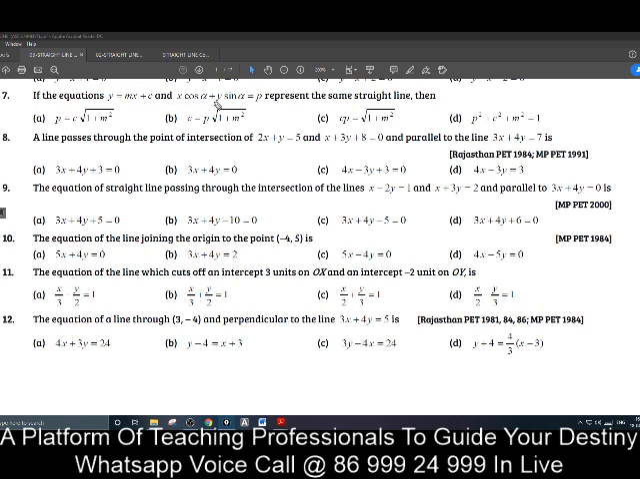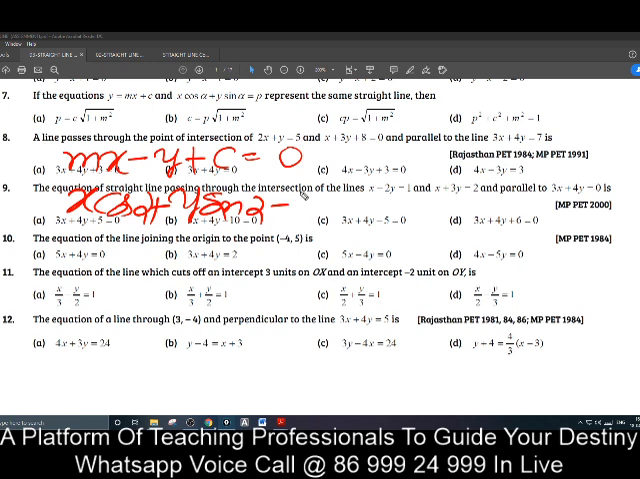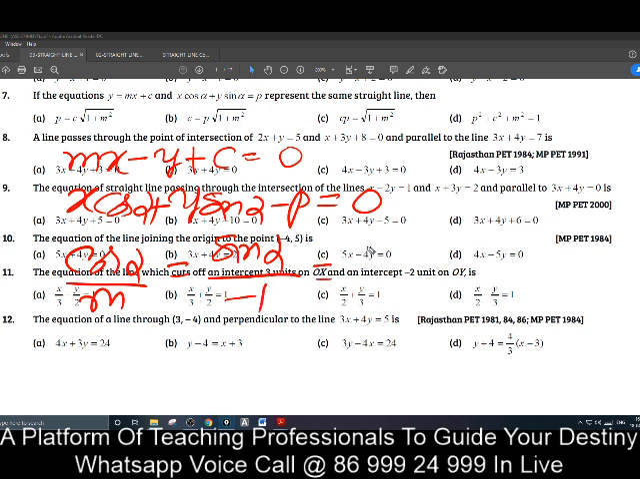Now, y is equal to mx plus c, and x cos alpha plus y sin alpha is equal to p, represent the same straight line. Anyone, can you try that? Write them in the proper form. Mx minus y plus c equal to 0. And this one, x cos alpha plus y sin alpha minus p equal to 0. A1 by A2 or A2 by A1, whatever you can take, no problem. Cos alpha by m is equal to sin alpha by minus 1 is equal to minus p by c.